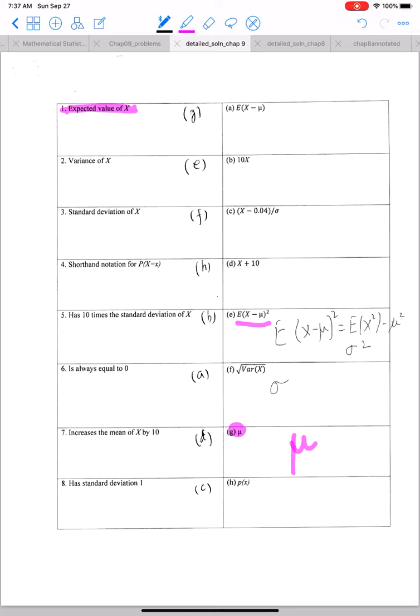The shorthand notation for probability of x equal to x, that is px. So px denotes probability of x equal to x.